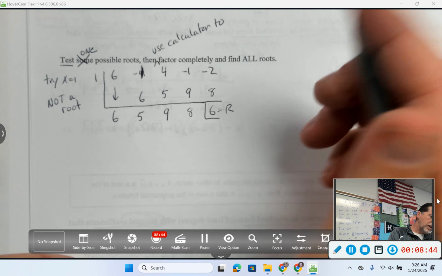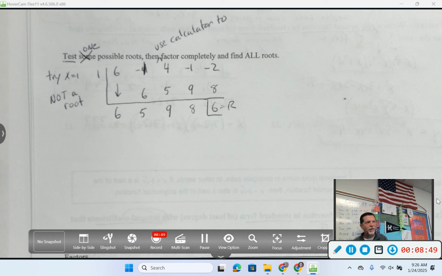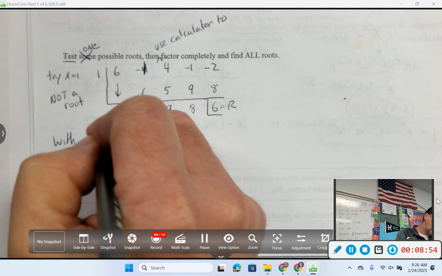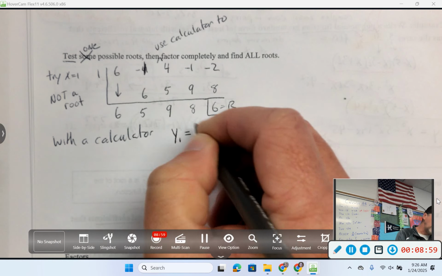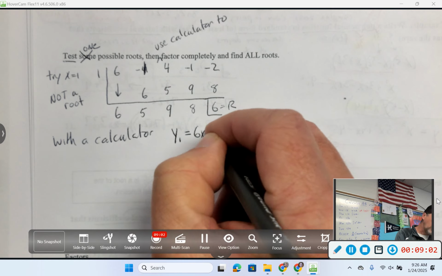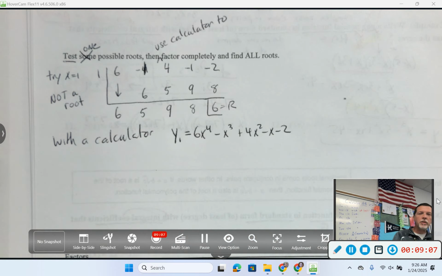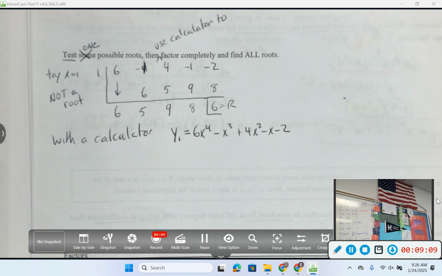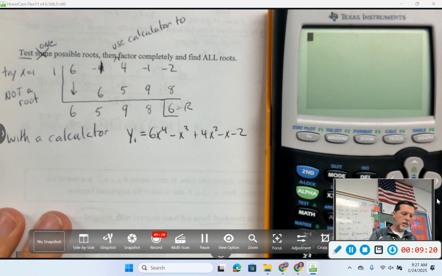Okay, so factors and roots go together. So I can't get the factors straight from the calculator, but I can definitely get roots from a calculator. So with the calculator, let's put in y1 equals our equation. And if you're borrowing one of mine, it should work because we batteried them all up during first period. Oh, your batteries are low. That's okay.